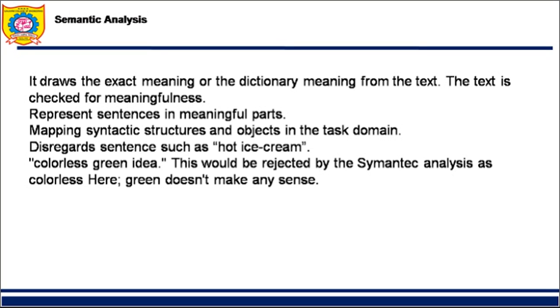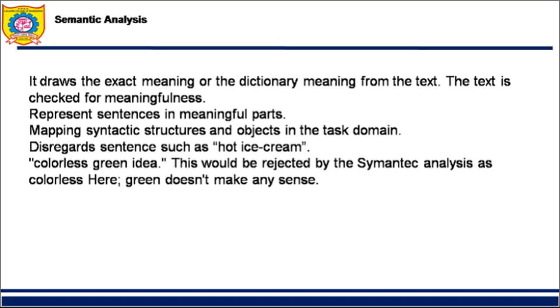So we need to find out the meaning of the tokens. The text is checked for its meaningfulness. If the text does not have any meaning, then it is curtailed. It represents sentences and meaningful parts, mapping syntactic structure and objects in the task domain.